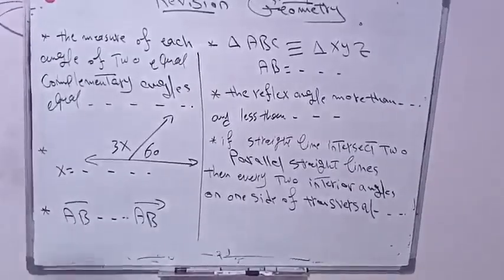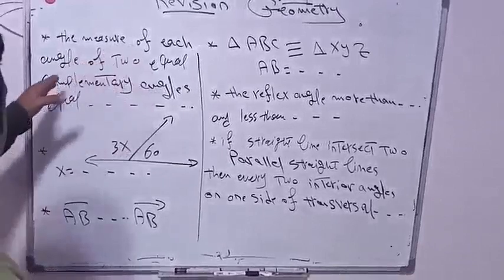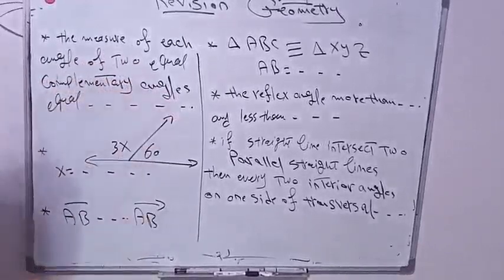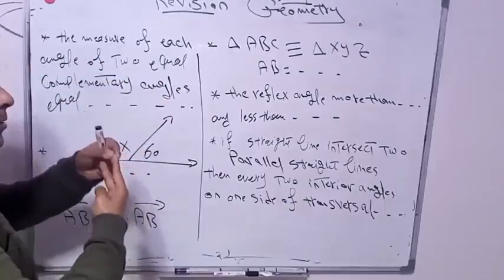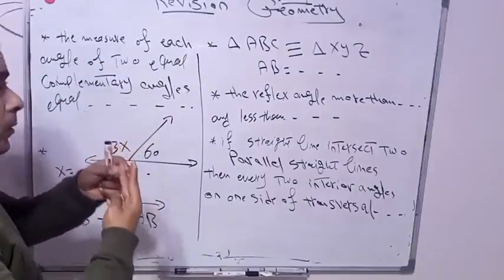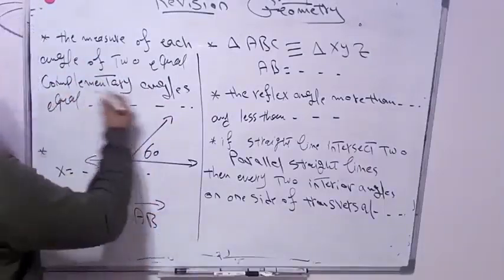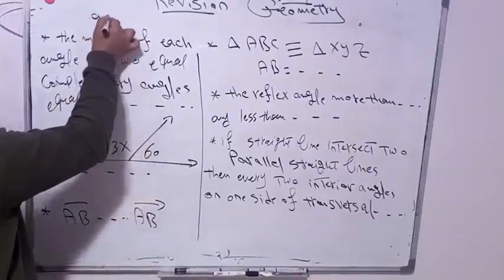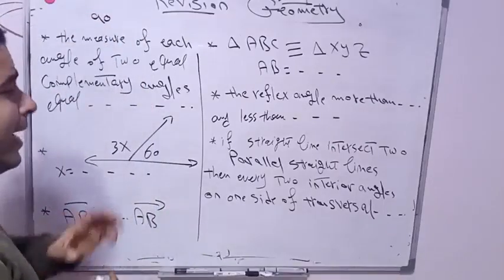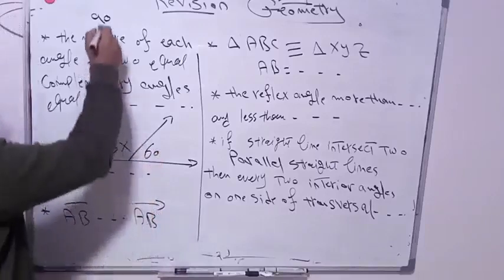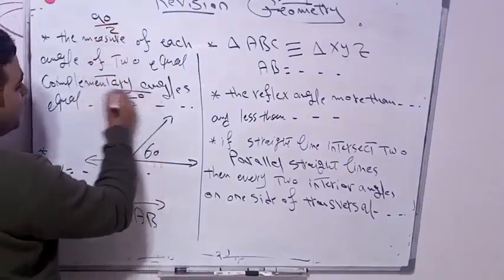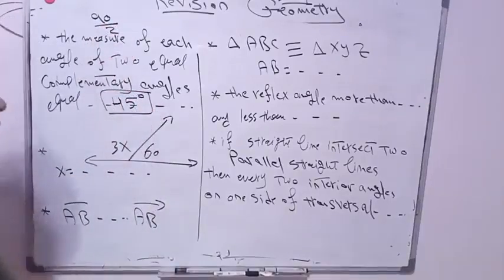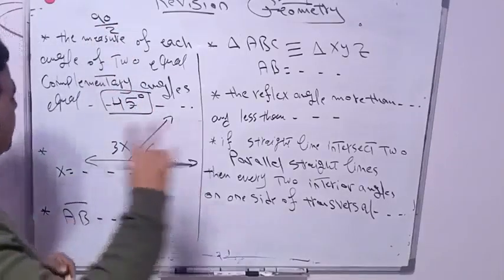My question now, the measure of each angle of two equal complementary angles. I have two complementary angles, but these angles are equal in measure. So we have two angles, the sum of them equals 90. Because these two angles are equal in measure, divide by 2. So our answer here is 45 degrees.